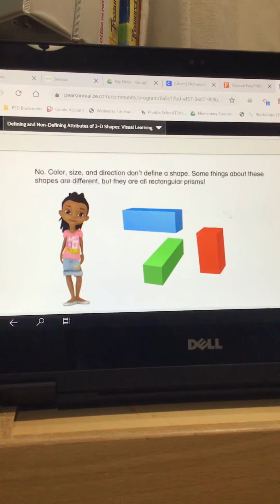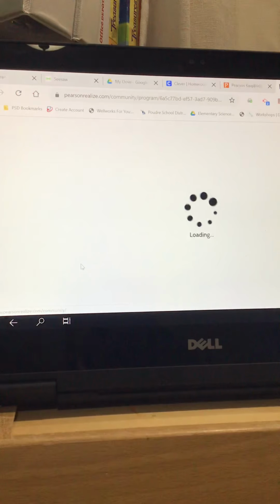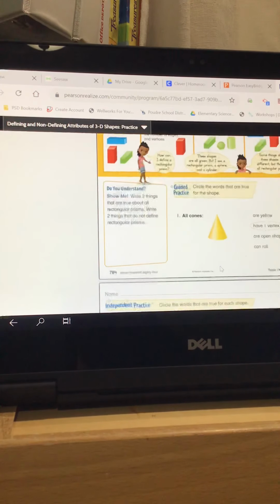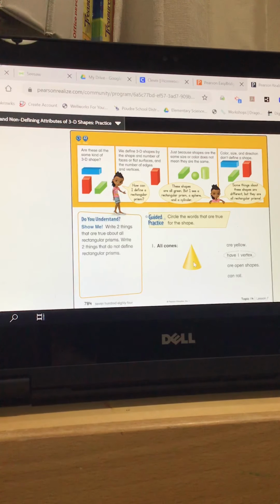All right, guys. Now let's go on to our practice. This says, circle the words that are true for the shape. Now remember, we just learned that size, direction, and color does not matter. So we need to make sure that we only circle the words that are facts, that are true.